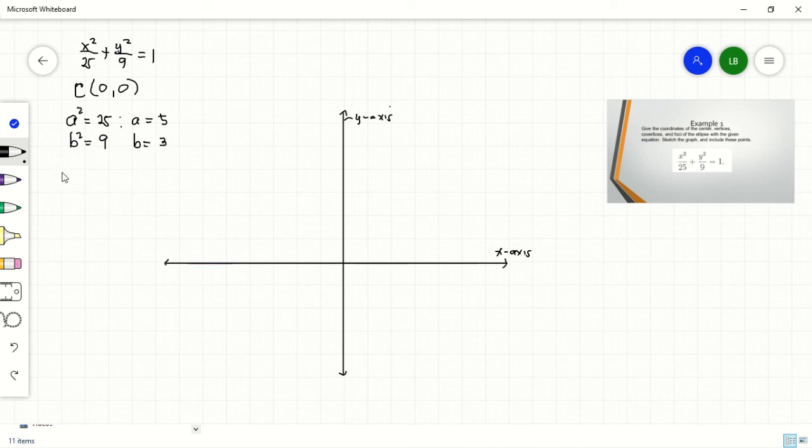Then, to get the value of C, we have C squared equals A squared minus B squared. So C squared equals 25 minus 9. So C squared equals 16. So C equals 4.